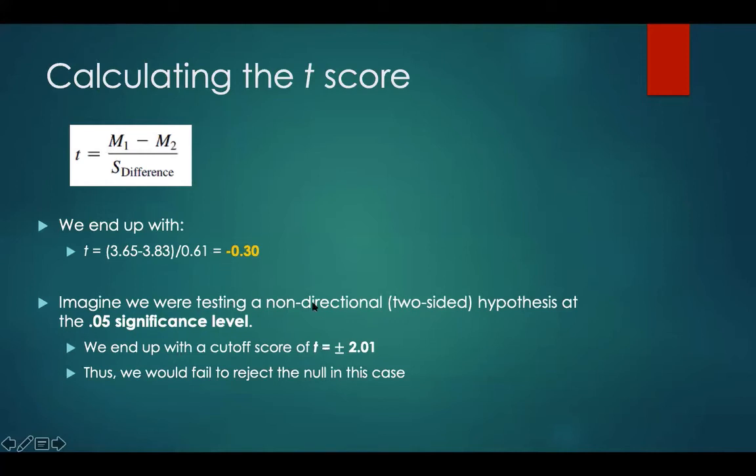Now imagine we were testing a non-directional or two-sided hypothesis at that 0.05 significance level. Then we would end up with a cutoff score of t equals plus or minus 2.01. We could find that out from the Shiny app. So our t-value is much smaller than that, so we would fail to reject the null in this case.